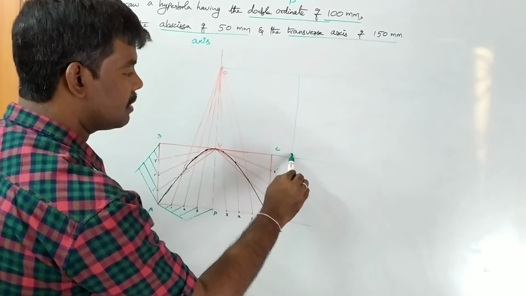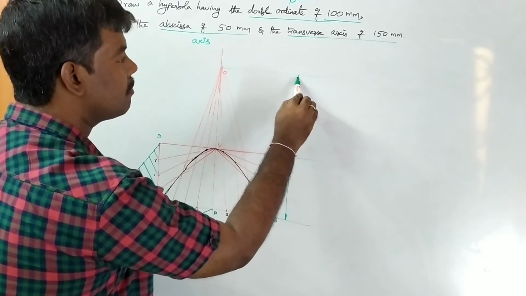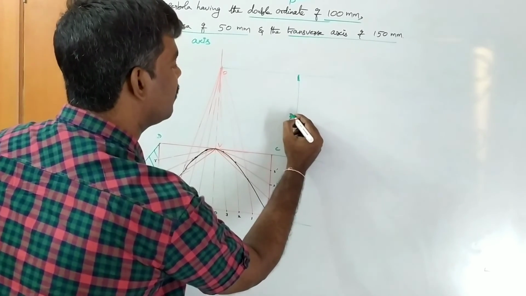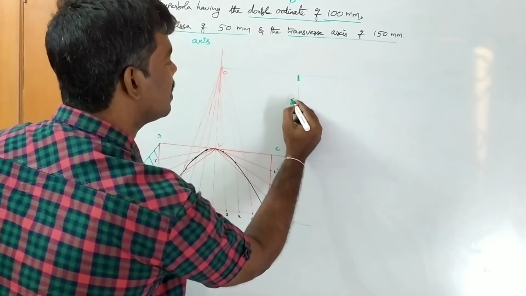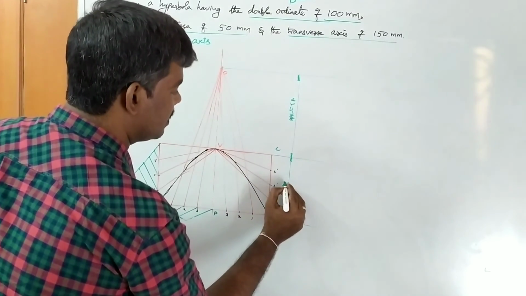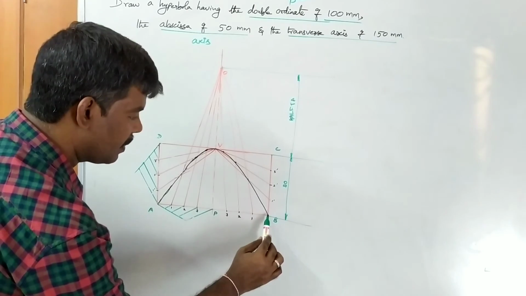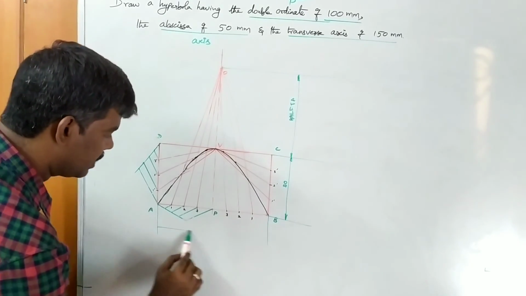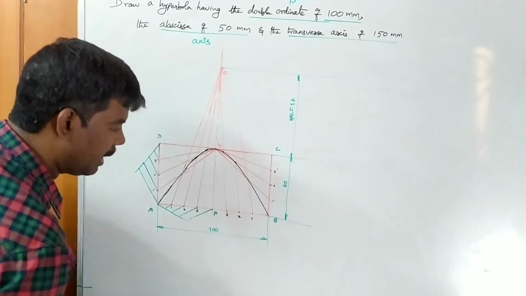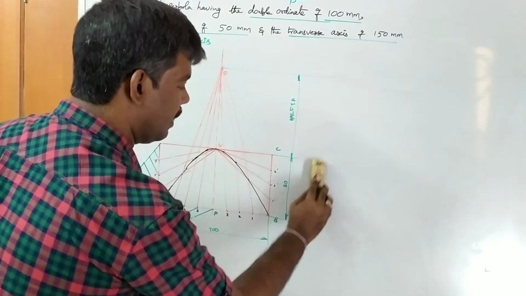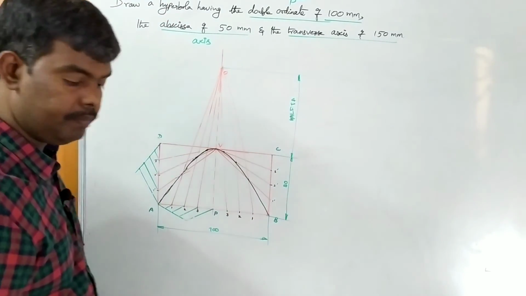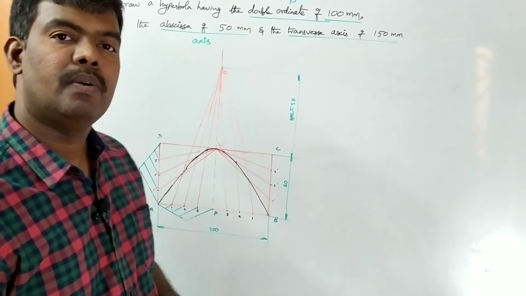So this size is, okay, this one is the transverse axis. Clear? Next this size is the axis, which is nothing but the abscissa, and this one is the double ordinate. The given dimension is 100. Clear? Okay. So this one. Okay, students.